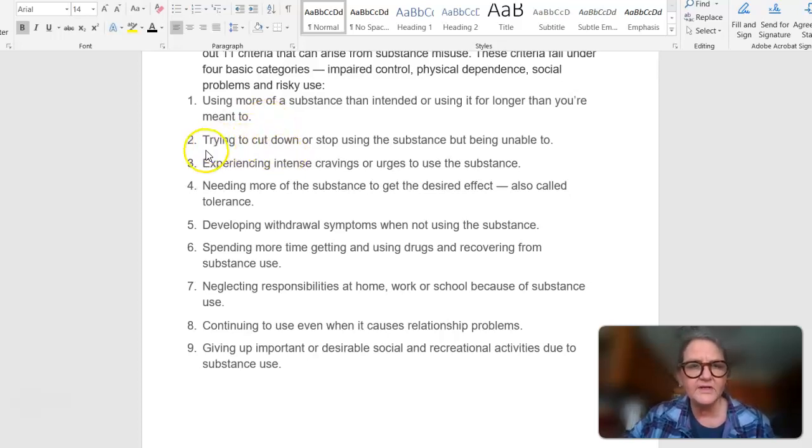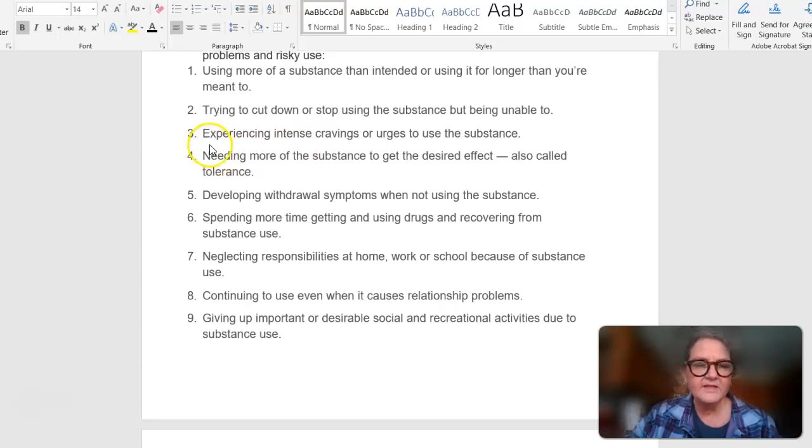The second criteria is trying to cut down or stop using the substance, but not being able to. In an assessment, we might ask the consumer, have you ever tried to stop? Or what happens when you try to stop? That's an earmark of a substance use disorder, when a person can't stop even though they want to. The next criteria is experiencing intense cravings or urges to use the substance.